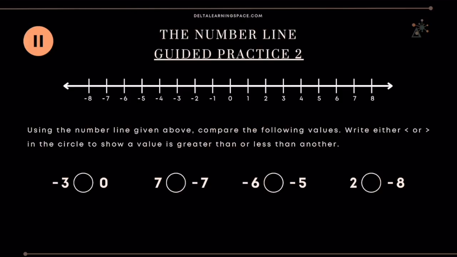Now let's have you try on your own. Take a second to pause the video and using the number line, compare the following values. For our first problem, we will have -3 is less than 0, +7 will be greater than -7, -5 will be greater than -6, and 2 will be greater than -8. How did we do? Remember, negative values will be less than 0 or positive values. Numbers found farther on the right of the number line will be larger than those found farther on the left.